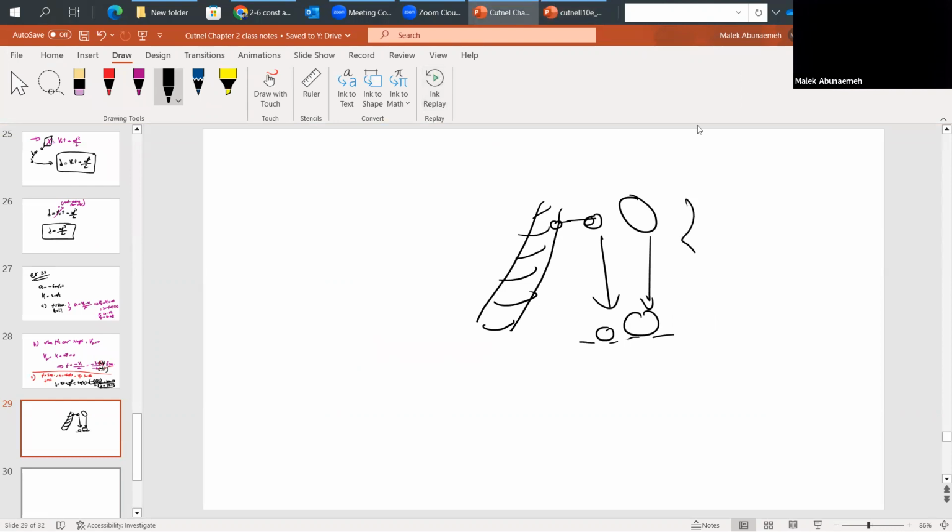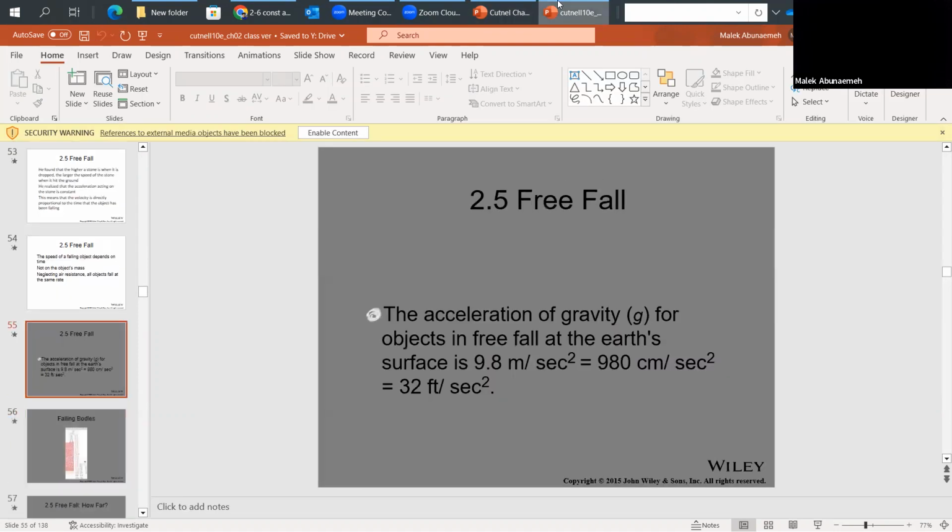Now, this constant acceleration that we got is called gravity. It is measured at 9.8 meters per second squared, and most of the time you see it given as the little g. So the acceleration of gravity for objects in free fall is 9.8 meters per second squared. It's also equivalent to 980 centimeters per second squared or 32 feet per second squared, but mainly we're going to be using 9.8 meters per second squared.